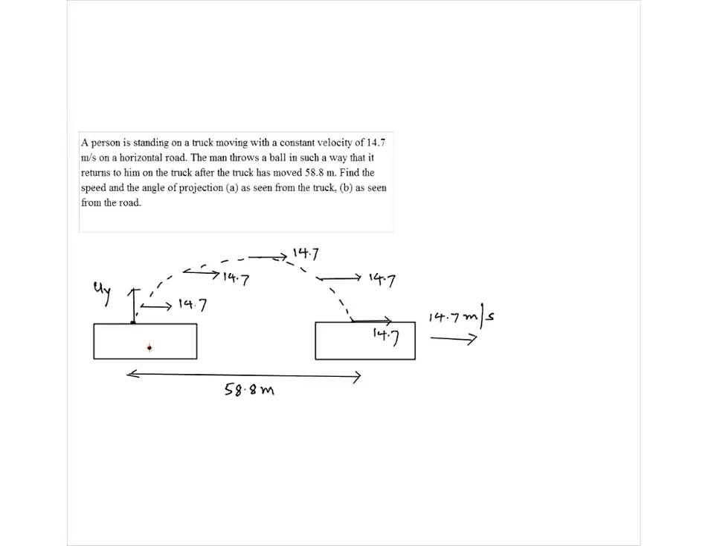Anyway, we'll talk about B. First we are talking about A, as seen from the truck. So what will that person on the truck say? The time taken by the truck to travel 58.8 meters, in the same time the ball will go up and will fall back. How much time does the truck take? Truck is going with constant speed. So time taken is distance divided by 14.7.